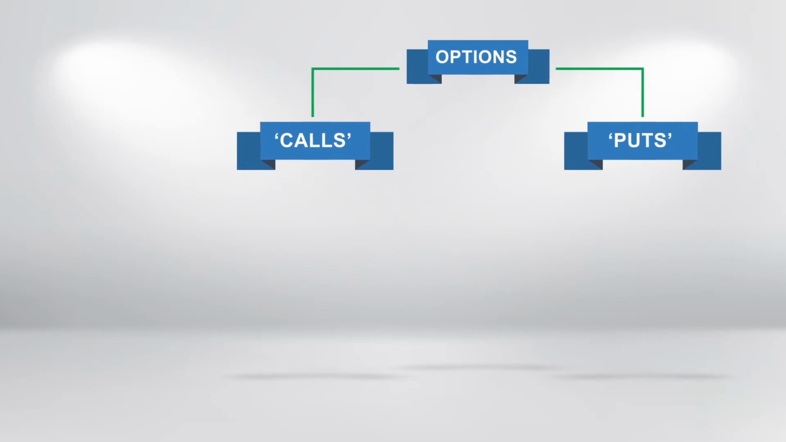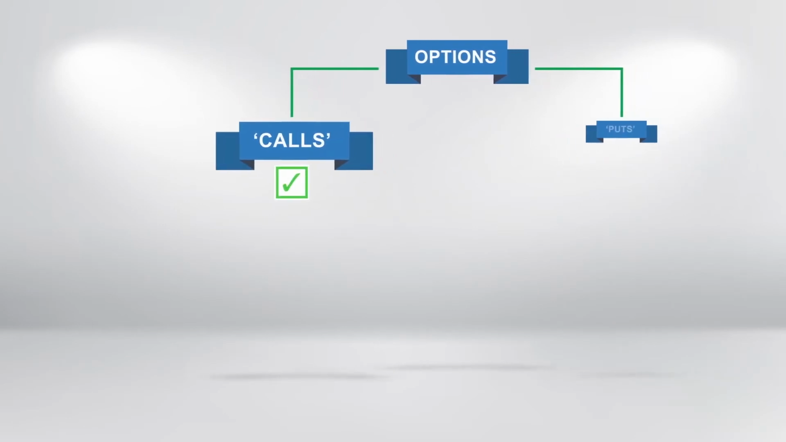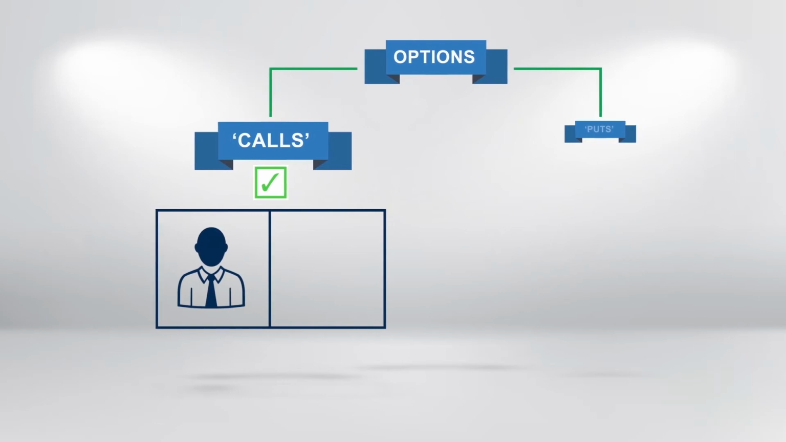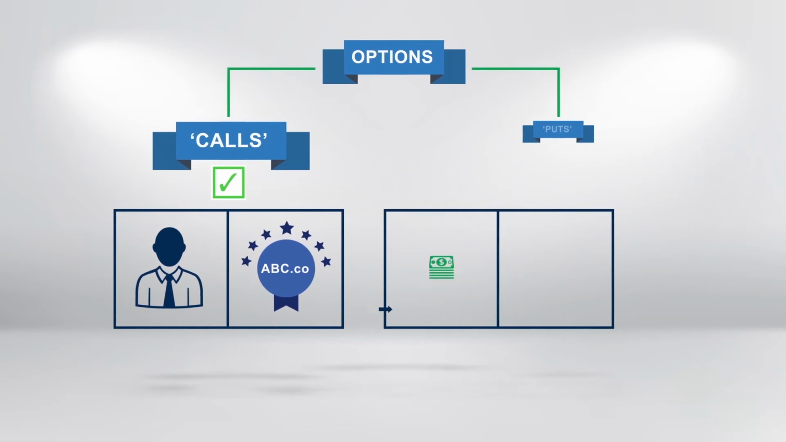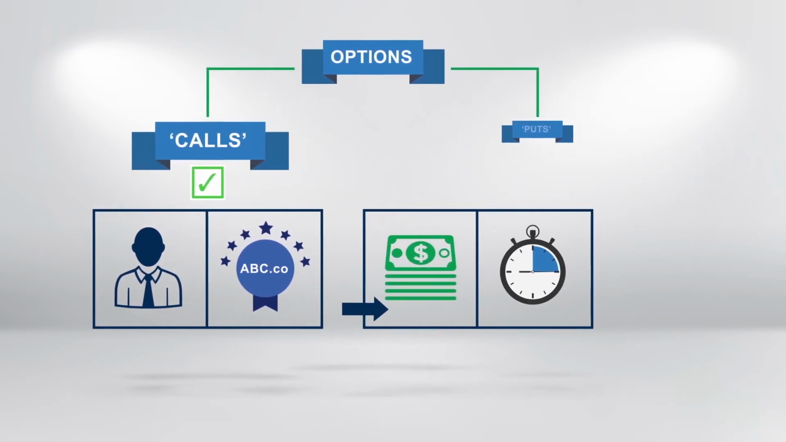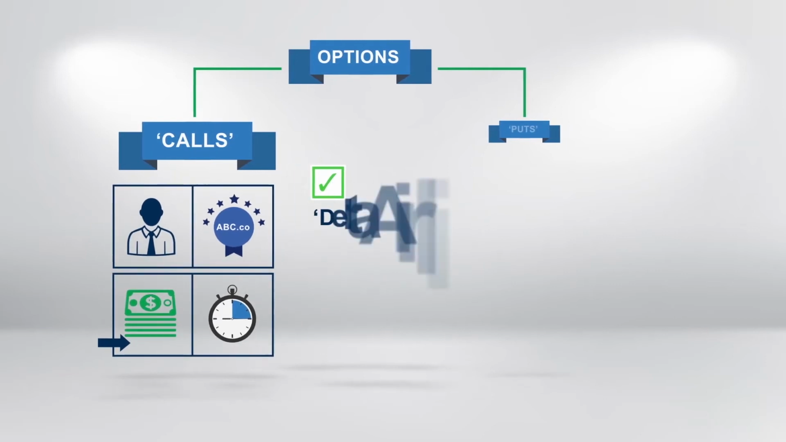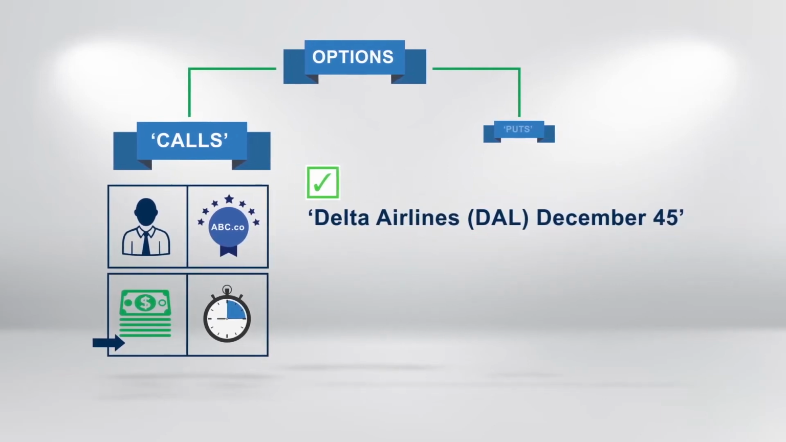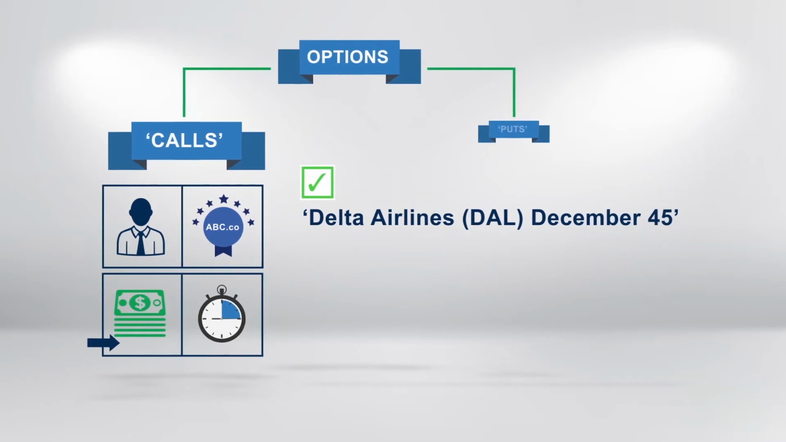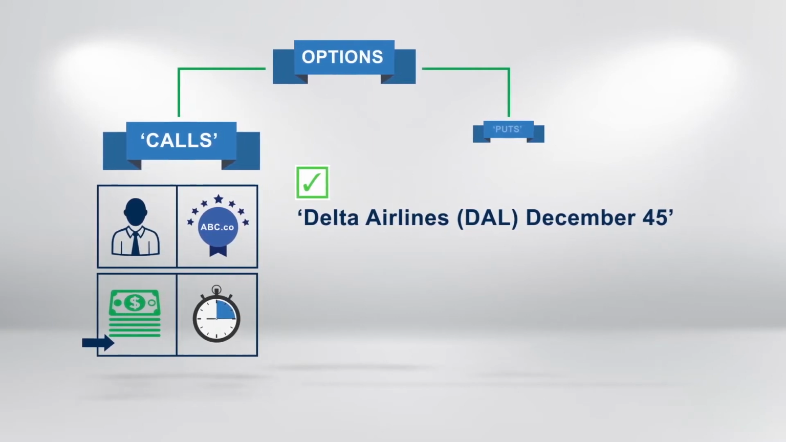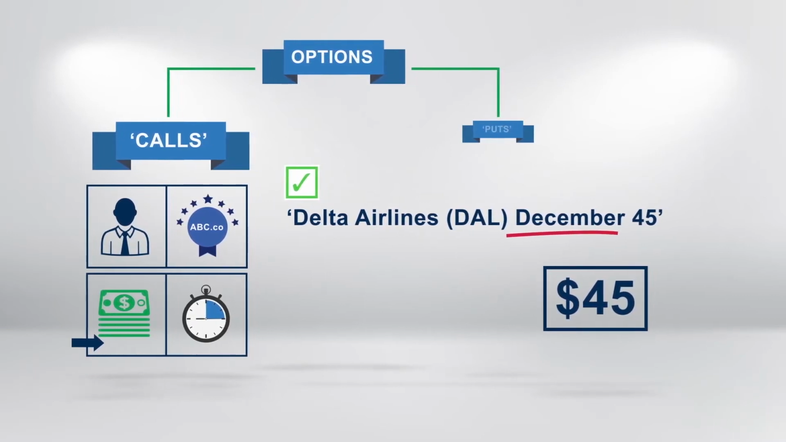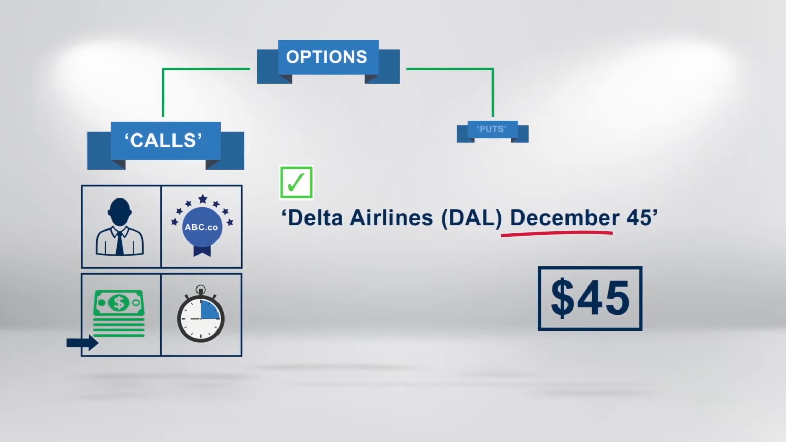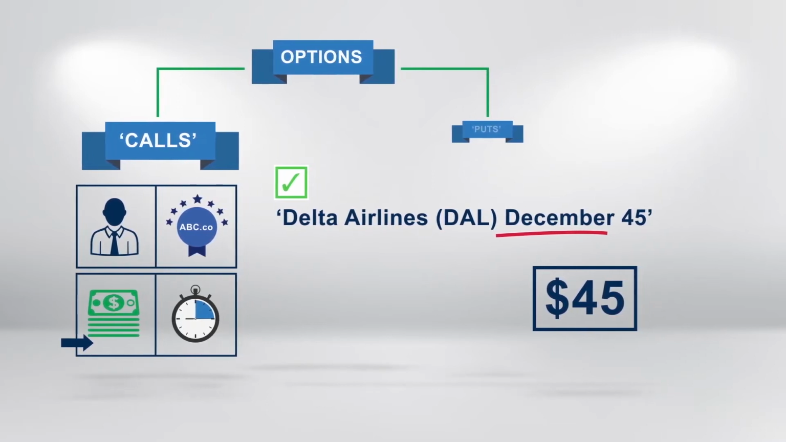There are 2 types of option contracts: calls and puts. A call option gives the right but not the obligation to its buyer to purchase a specific number of shares of underlying stock at a predetermined price and time. For example, one contract of Delta Airlines December 45 call option will give the buyer the right to buy the shares of the American company at $45 per share before December expiration. Now please note the 45 refers to the strike price.